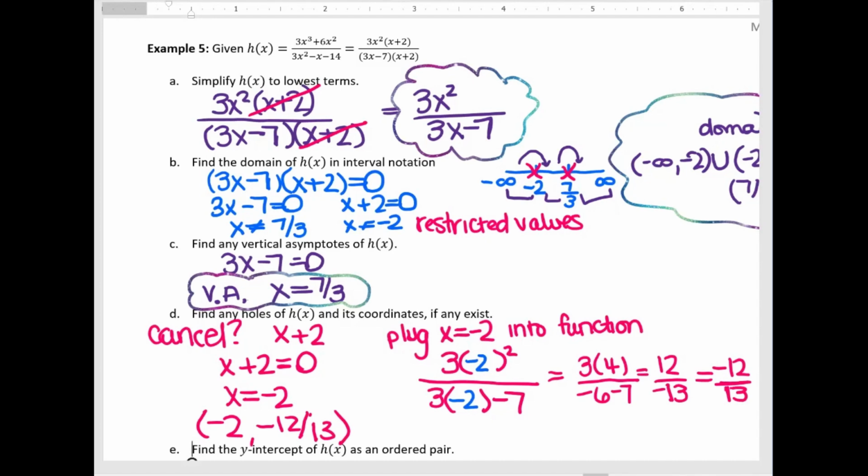In our ordered pair, we had -2 for x and -12 over 13 for our y value. And remember, this is a hole in our graph, so it literally looks like someone just took a hole punch to our graph.